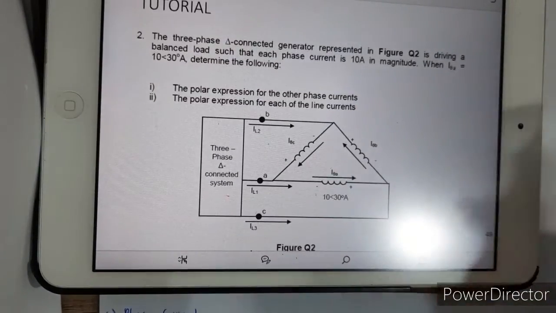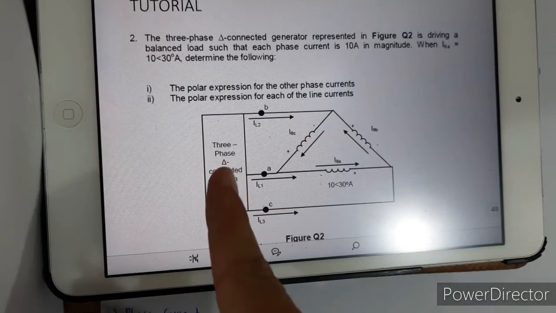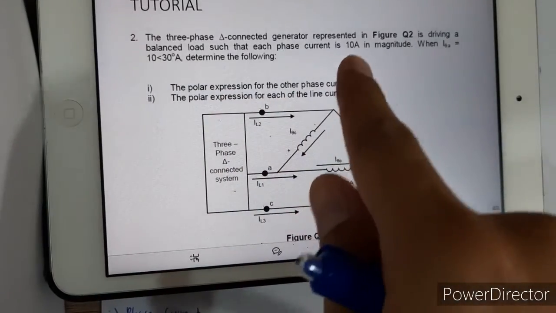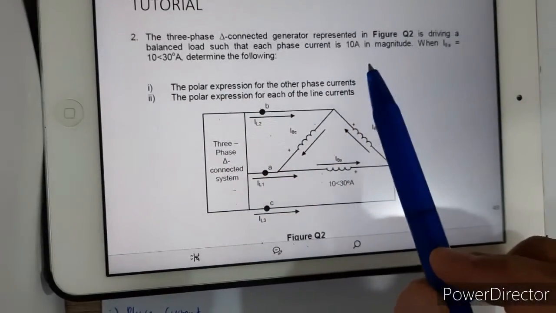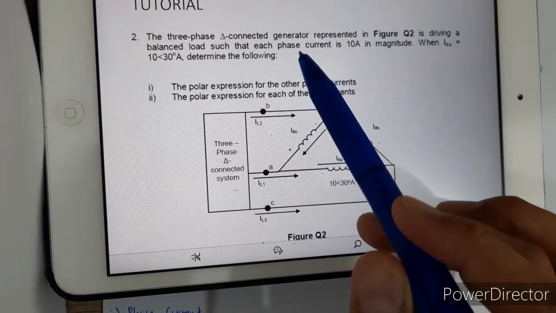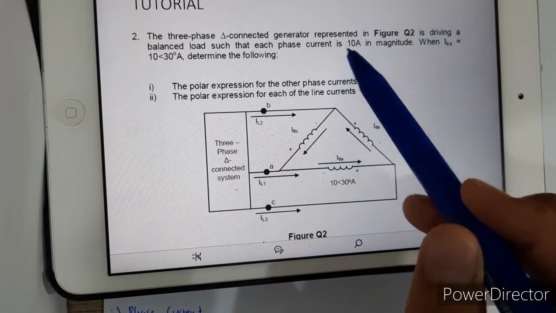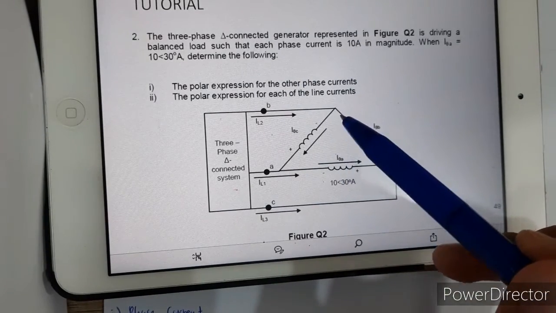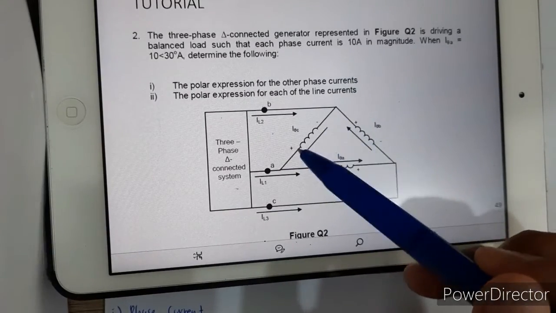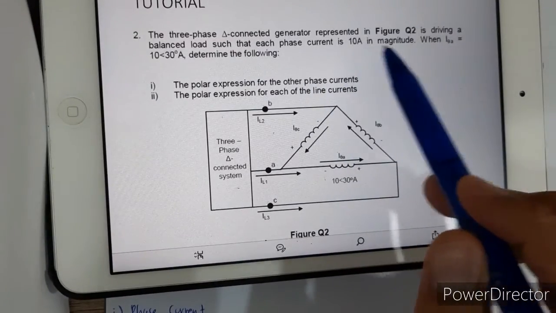question first. The 3-phase delta connected generator, on this side is a delta generator, is driving a balanced load such that each phase current is 10 ampere. So remember, this is a balanced system. If the question mentions phase current or phase voltage, the magnitude should be similar. So the phase current is 10 ampere, it flows through this phase and this phase, so the magnitude is 10 ampere.